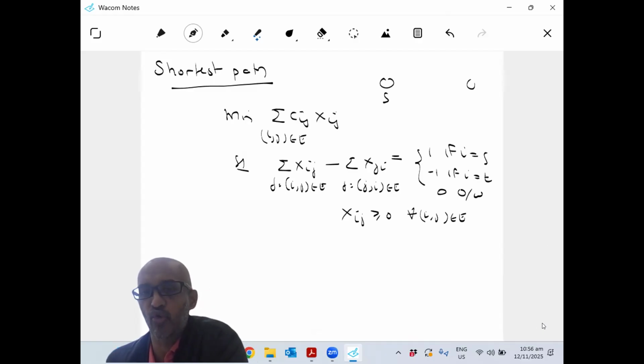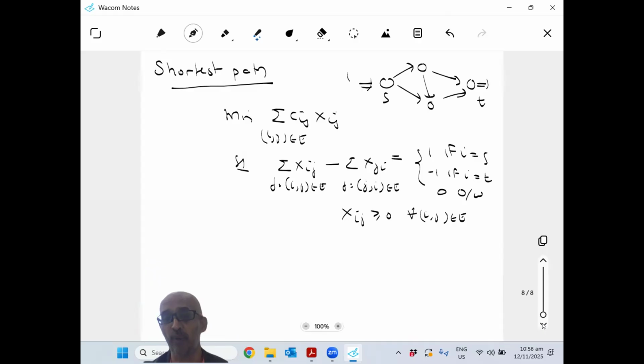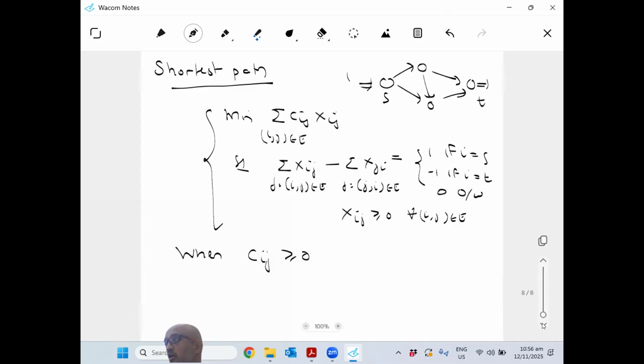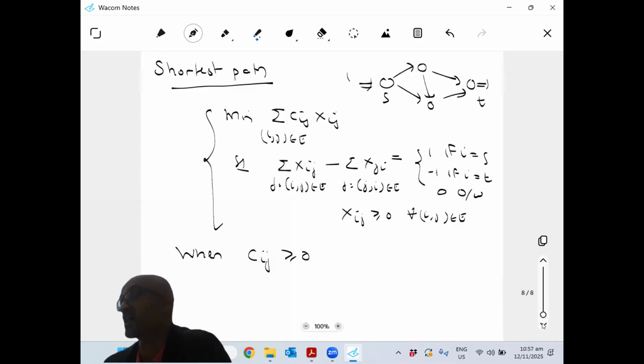So what is the shortest path problem? You've got a node S, you've got a node T, and you're trying to send 1 unit of flow at minimum cost in this graph. Now it turns out shortest path is solvable as an optimization problem of this type when all the Cijs are non-negative. One of the things which can happen in shortest path problems is you can have cycles.